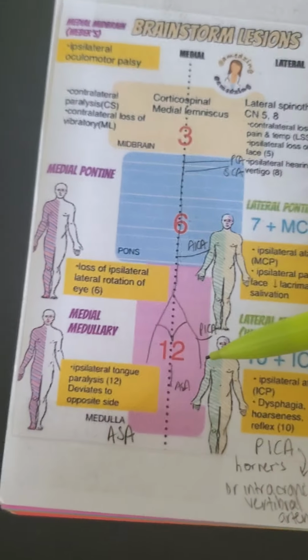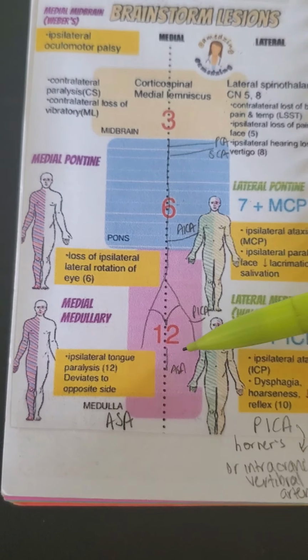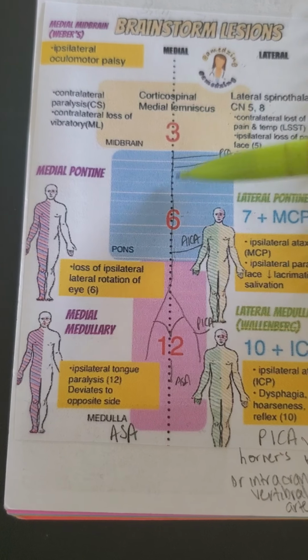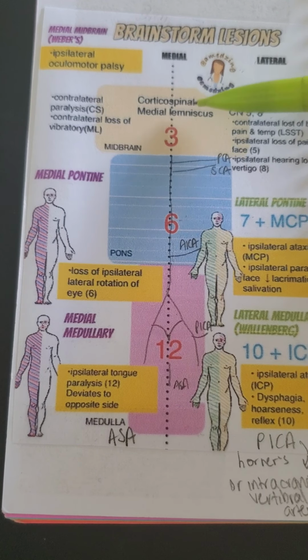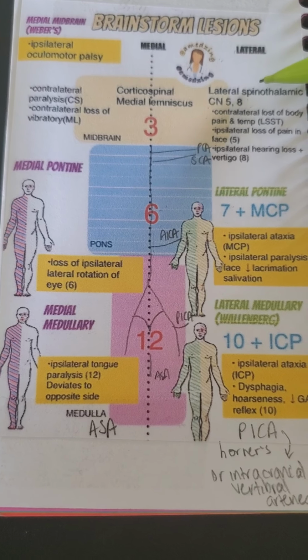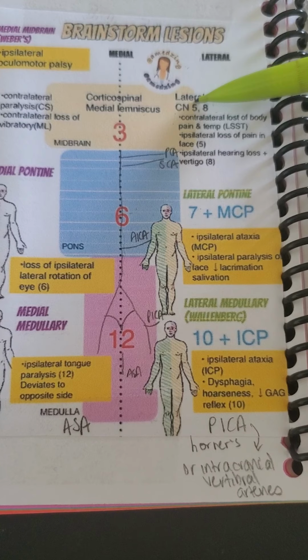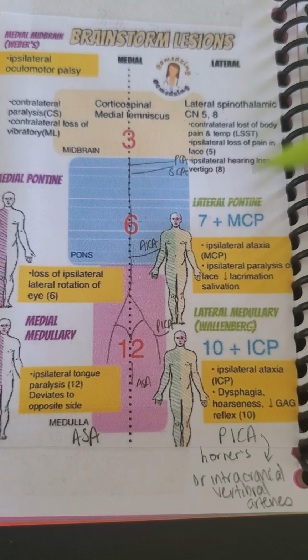Now, when we get to the medulla, again, medial versus lateral: first recognize whether the question has involvement of the corticospinal tract and the medial lemniscus, then we know that it's medial. If the question has involvement of the lateral spinothalamic tract or cranial nerve 5 and cranial nerve 8, we know that it's lateral.